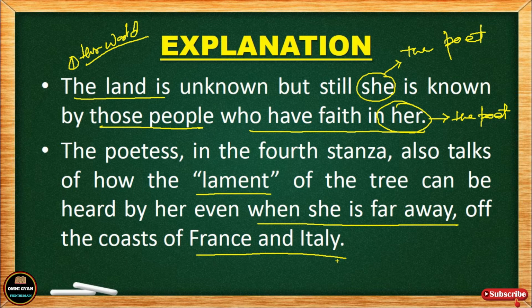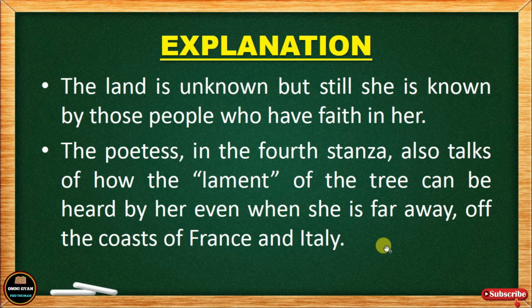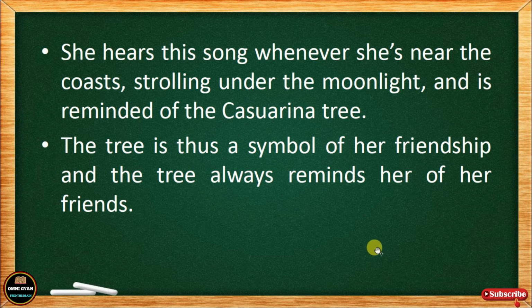This crying can be heard in France, then in Italy also, and into some other unknown lands also. So the wail, the crying of the tree, is not limited to a certain area, it is spreading far away. Like you've learned in The Solitary Reaper, the song of the solitary reaper will reach the distant lands. She hears this song whenever she is near the coasts, whenever she is there on the coast of France and Italy, the poet can hear this song.